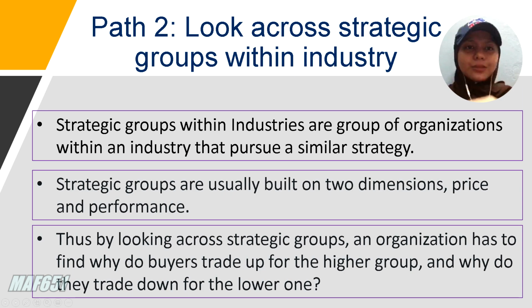The second part of blue ocean strategy is to look across strategy groups within an industry. Strategy groups are groups of organizations within an industry that pursue a similar strategy. Strategy groups are usually built on two dimensions, price and performance. Thus, by looking across strategy groups, an organization has to find why buyers trade up for the higher group and why they trade down for the lower one.